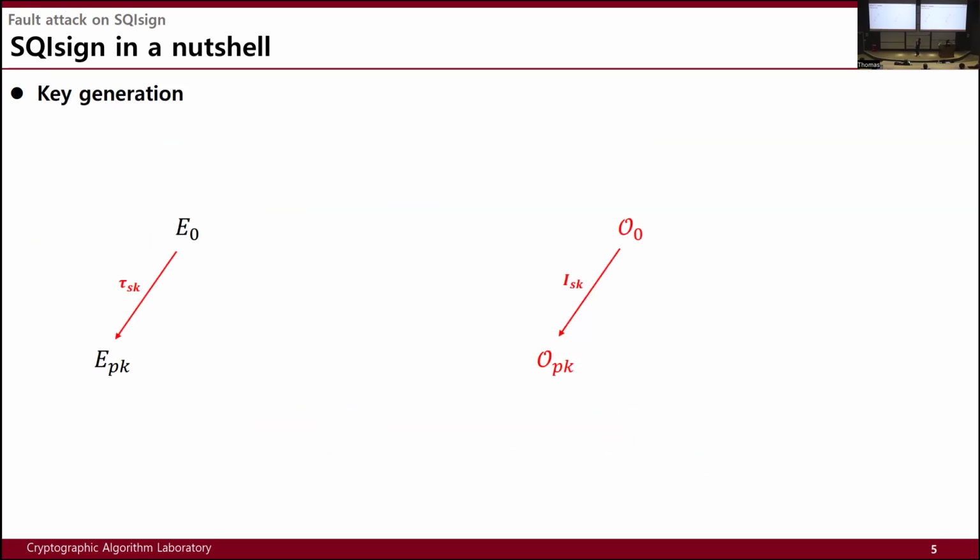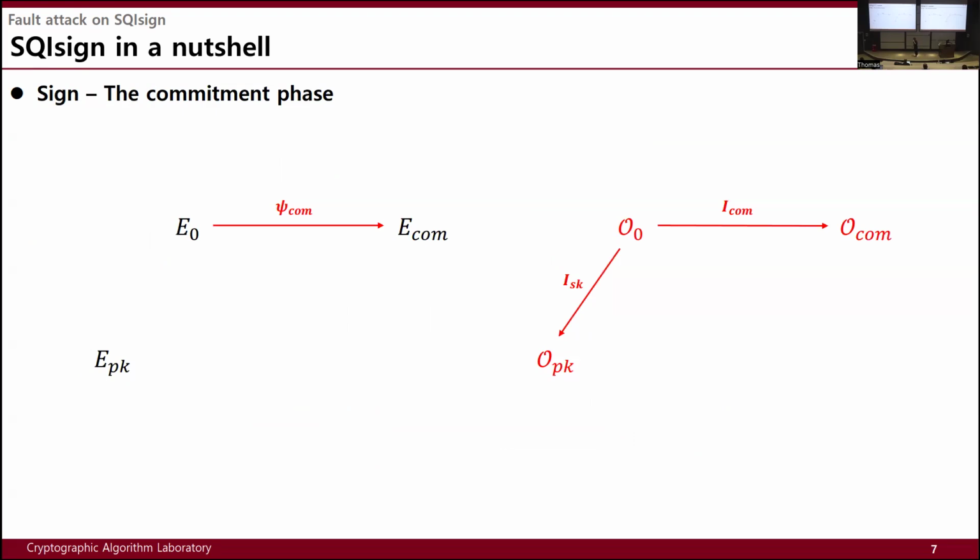For key generation, SQISign generates a random secret isogeny, and the corresponding ideal is generated. Then it outputs the public key E_PK as the public key and the secret ideal as the secret key.